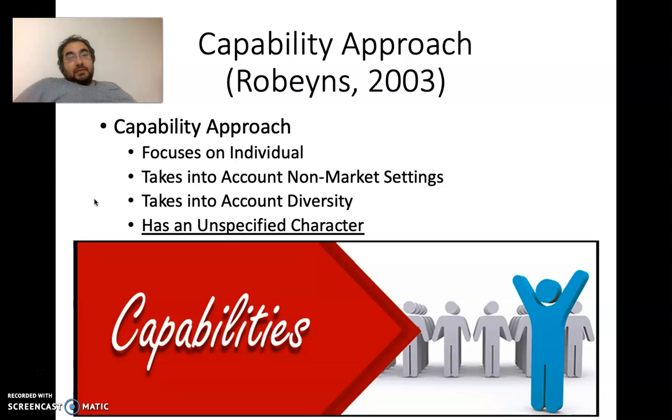And even if it is with numbers, if we manage to overcome the challenges, basically, this approach has certain advantages. Again, if we manage to overcome its challenges. First, it is focusing on the individual.